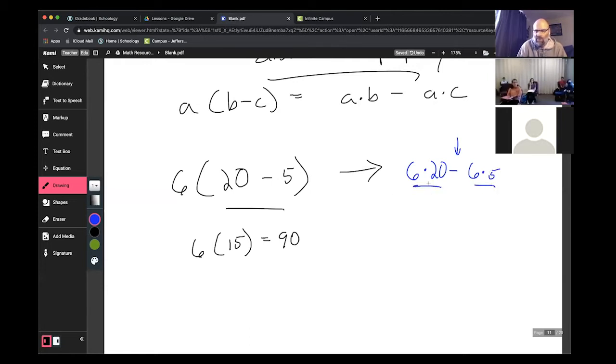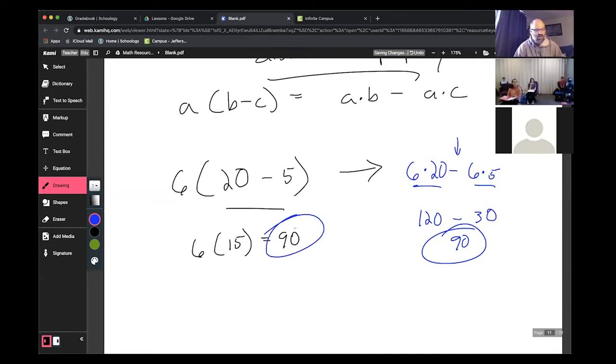Okay, so then I'm going to go 6 times 20 is 120, minus 6 times 5 is 30. 120 minus 30 is 90. So see how that works? You get the same answer every time. This is a good way to check your work too.